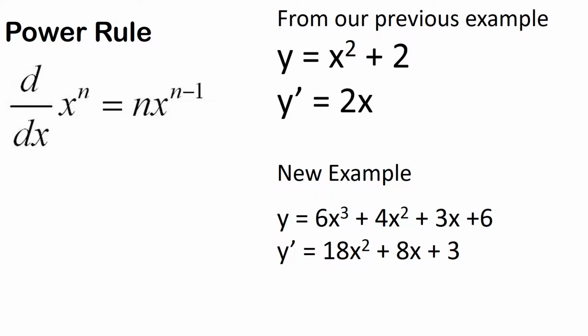Now let's go to the power rule. Here's where the notation of a derivative comes back to d over dx. And then we have a function x to the power of n. The derivative of that function x to the power of n is equal to n times x to the n minus 1. So from our previous example, you can skip all that work from y is equal to x squared plus 2 to just y is equal to 2x, because n is equal to 2, so 2 goes in front as the coefficient and 1 becomes the power.